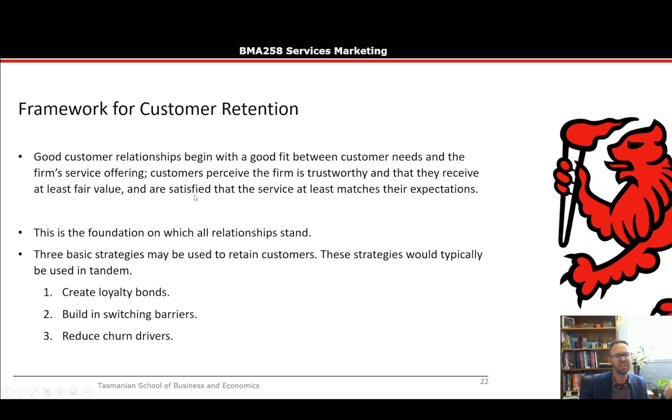So three basic strategies must be used to retain customers. These strategies would typically be used in tandem, such as create loyalty bonds. And you do that by spending time with them, building trust and commitment, and we'll look at that model coming up. Building switching barriers. Now, I've talked a little bit about this. The switching barriers should be there in one way, but it's much better to generate an environment where your customers want to stay than make it difficult for them to leave, all right? But still, this has its role to play.